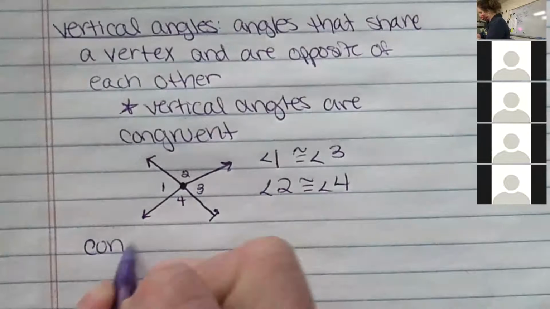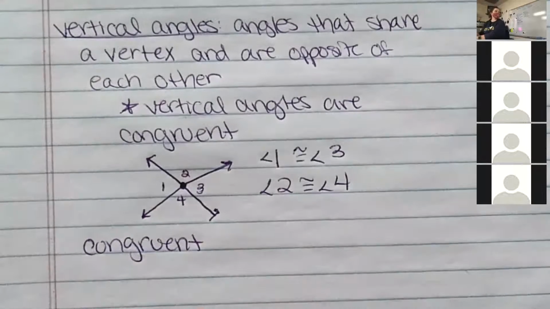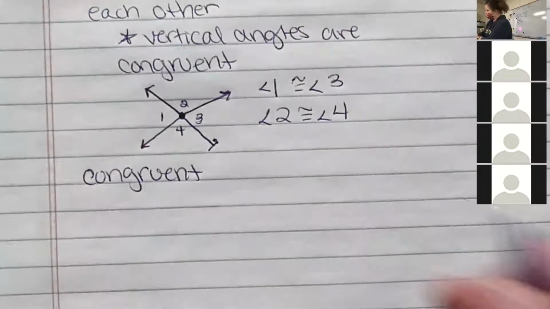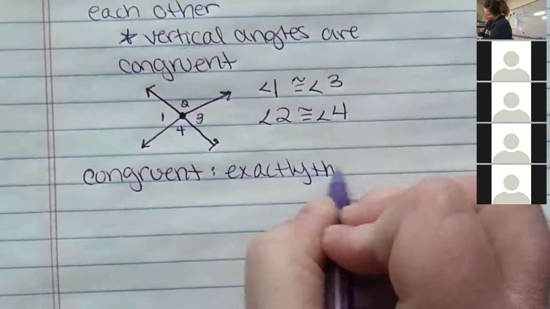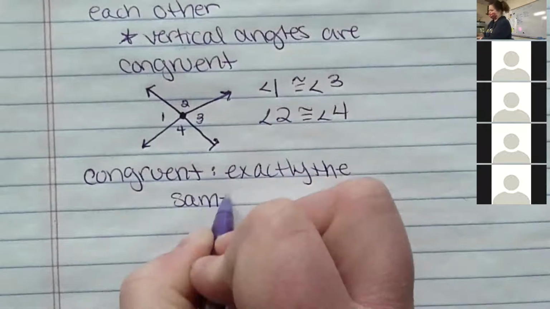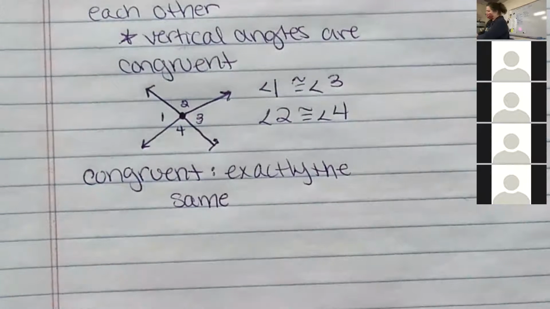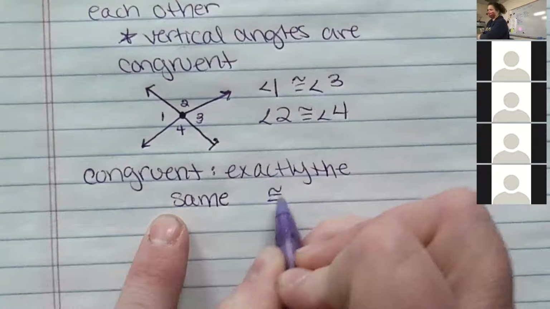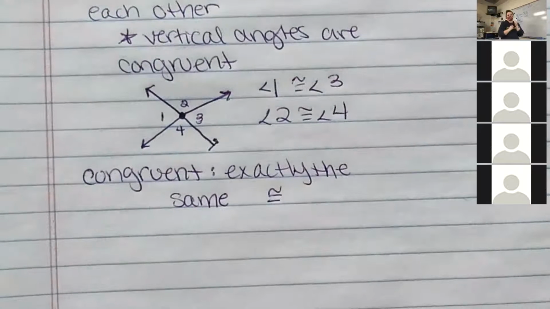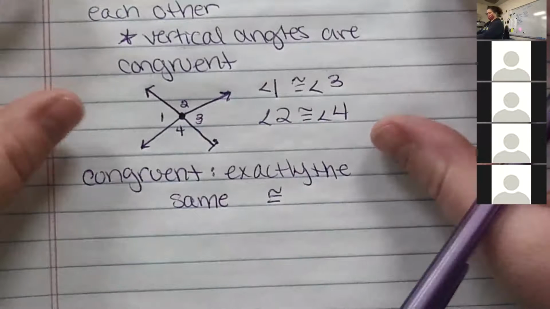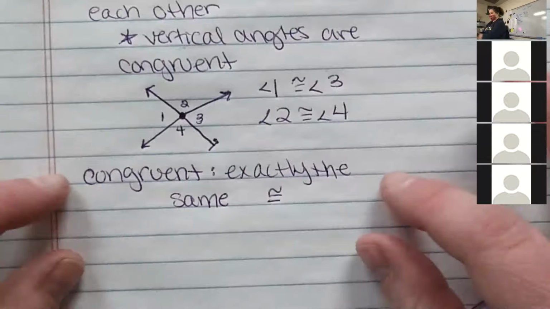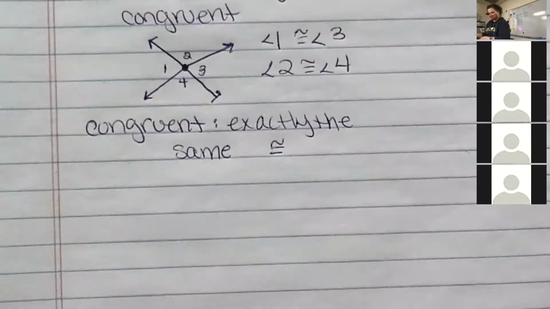All right, so we were going to define congruent. Congruent means that they're exactly the same, so the same size. Remember that's represented by that little squiggle with an equal sign underneath it. So those are vertical angles, my favorite. Now we know what congruent means. Okay, now we're going to talk about adjacent angles.